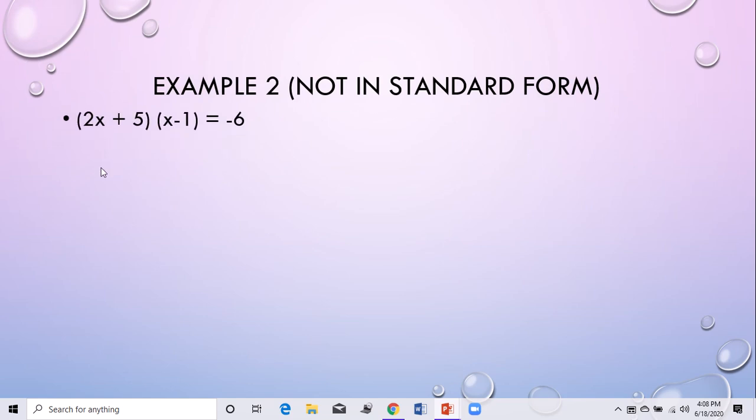Example 2. We have the quantity 2x plus 5 times the quantity x minus 1 equals negative 6. You will notice here that this is the product of two binomials. So what we're going to do here is use the FOIL method in multiplying two binomials. FOIL stands for first, outer, inner, last terms. So first we have 2x times x, 2x squared, 2x times negative 1, negative 2x, 5 times x, 5x, 5 times negative 1, negative 5, equals negative 6.